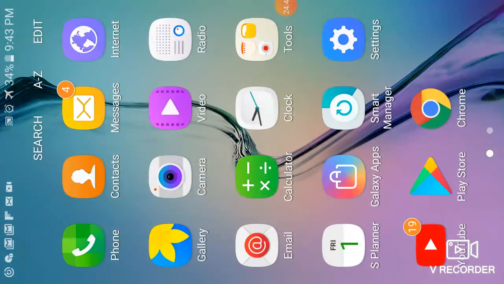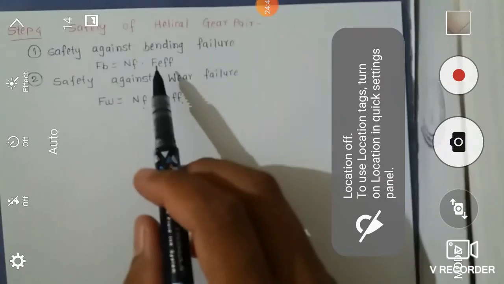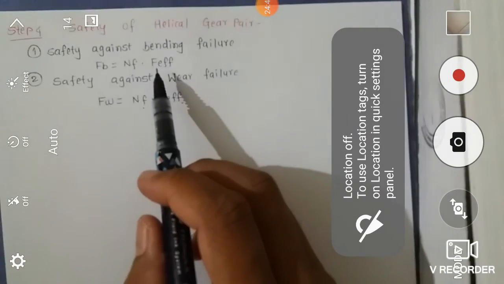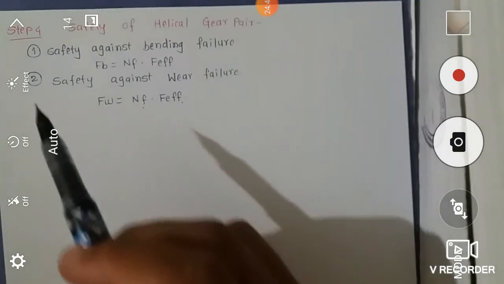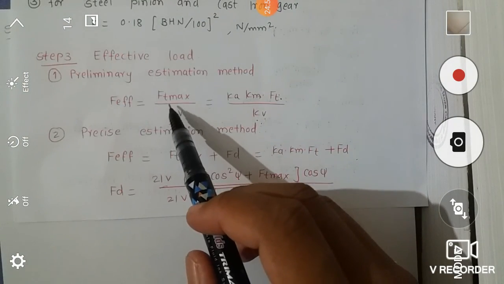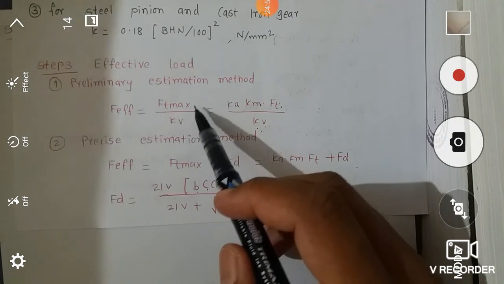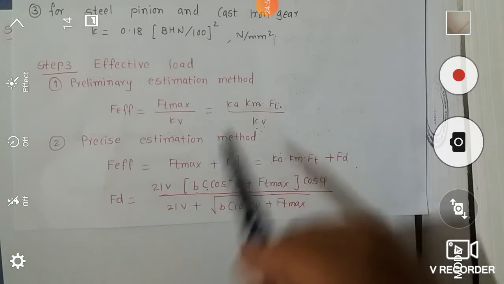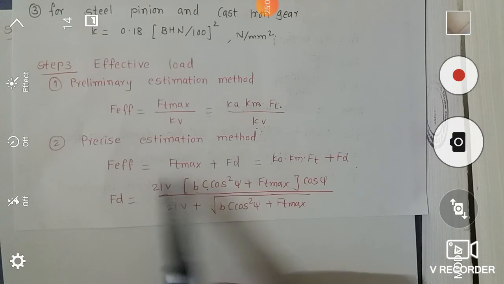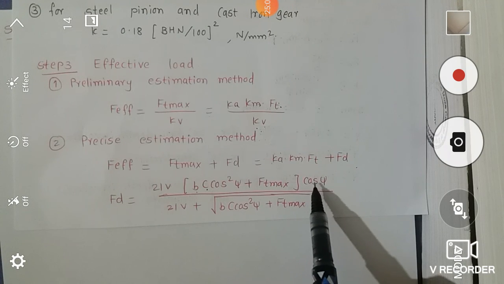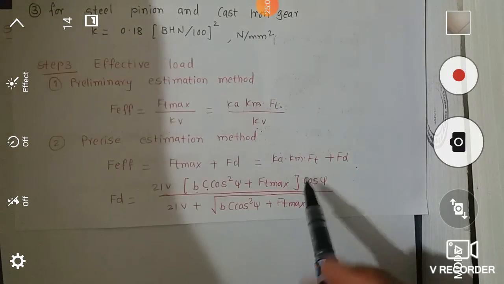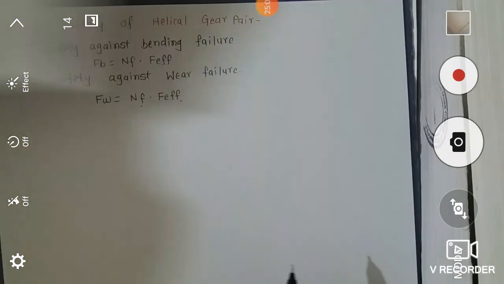So in this way we can get the module. And here two F effective equations are available. The first F effective, that is the preliminary estimation method effective load calculation, is used for calculating the module. And the precise estimation method F effective is used for checking the design, that is whether the factor of safety is safe or not. So for that purpose we use the precise estimation method.